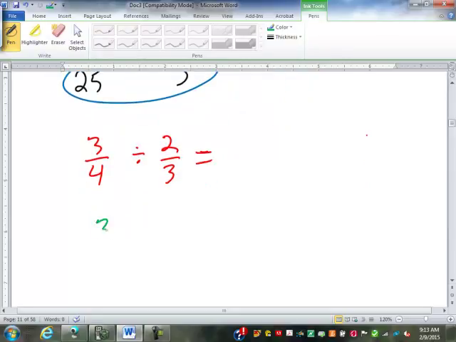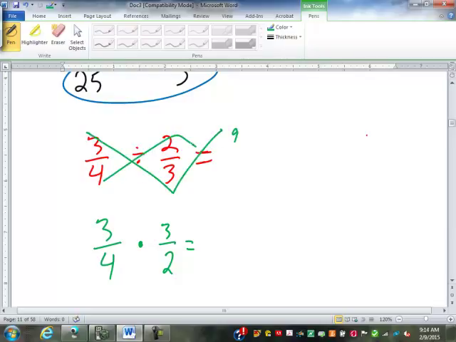What you do is, instead of dividing by 2/3, you multiply by the reciprocal, 3 over 2. Remember that? Sound familiar? Some of you are taught something called the zigzag method, where you do this. 3 times 3 is 9. 4 times 2 is 8. Yeah, it's bullcrap.